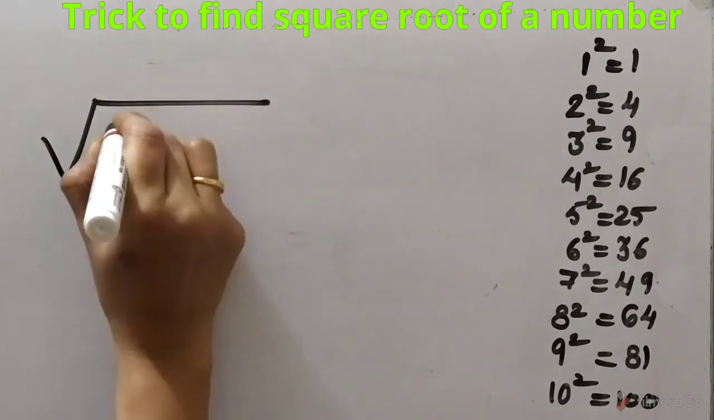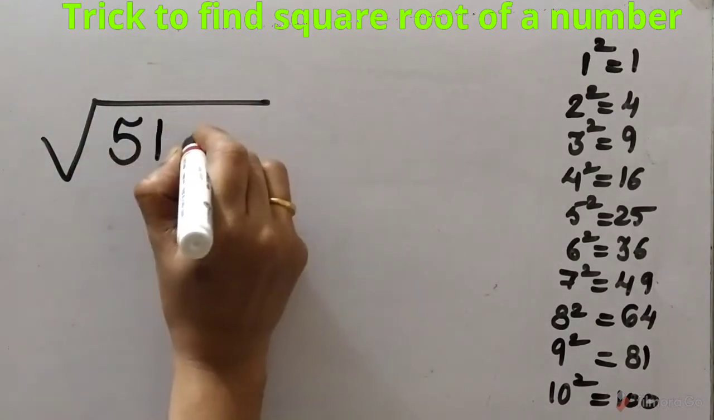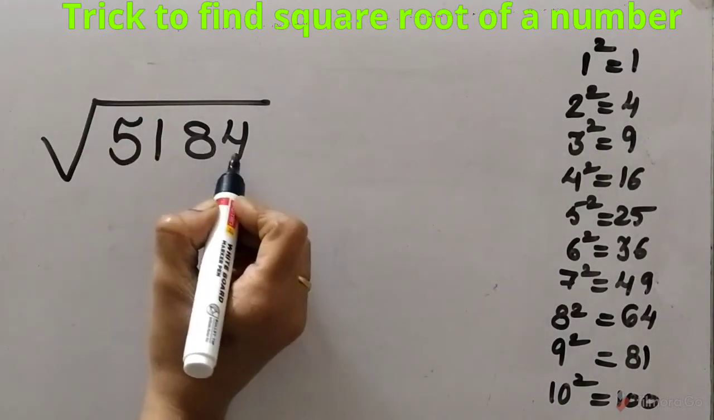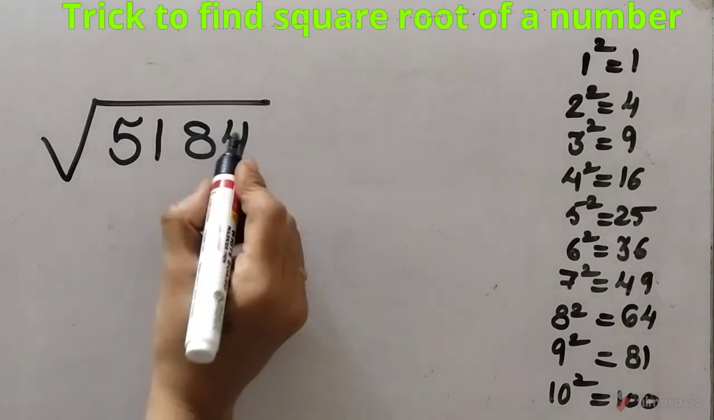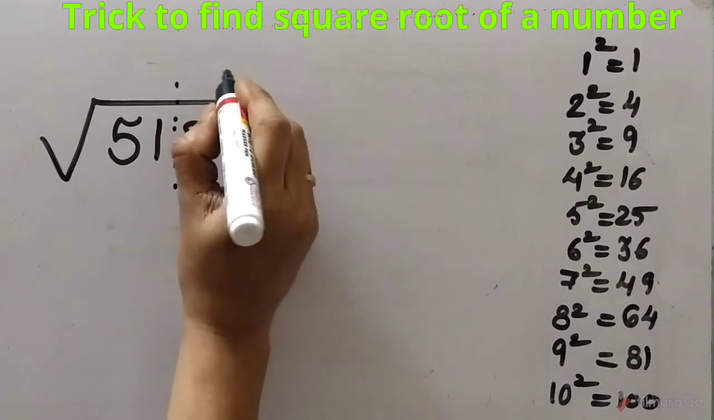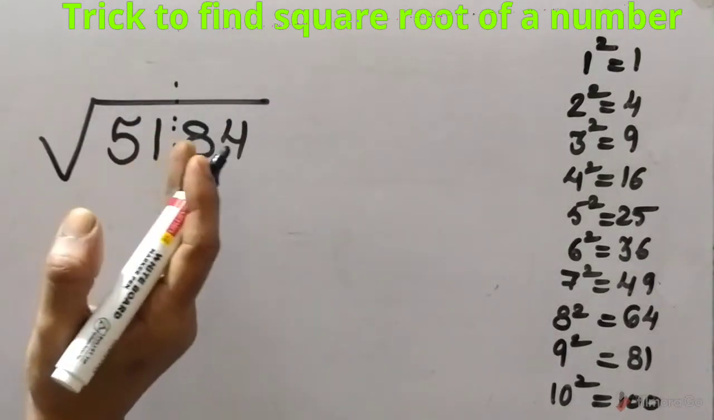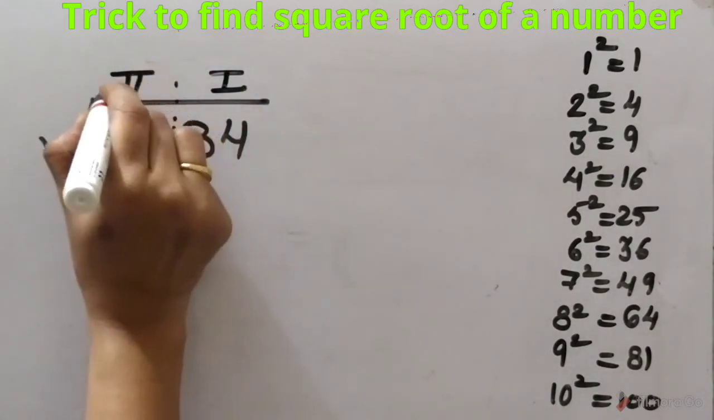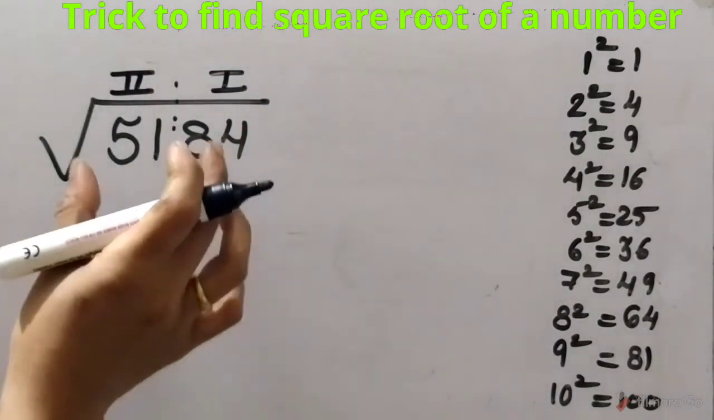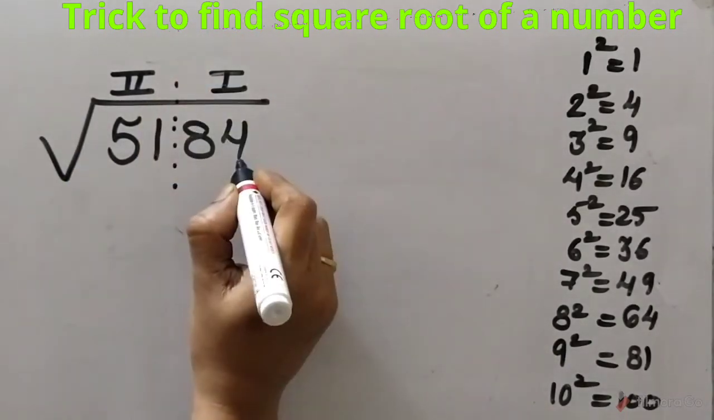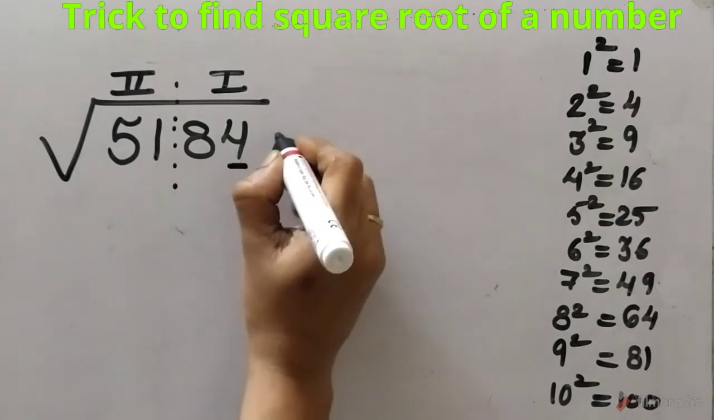Suppose you have to find out the square root of 5184. As I said, first you have to form the group starting from the units place. And first group will be of 2 digits. So I will just draw the dotted line to make the groups. And remaining digits will come in the second group. So this will be your first group and this will be your second group. After forming the groups, you have to just focus on the first group units place digit and that is 4.